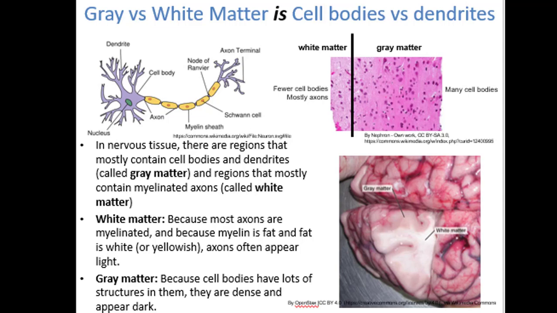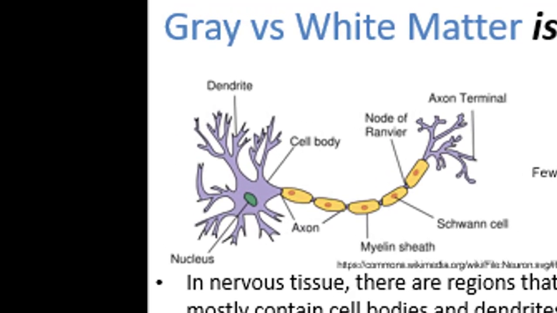Hello, in this video I want to talk about the differences between gray matter and white matter. In order to understand these differences, we need to review the structure of a typical neuron. So neurons are the main cells of our nervous tissue, and a neuron has three main parts to it.